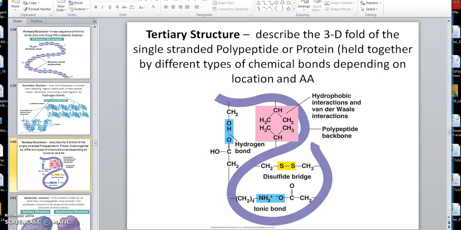All right. What holds the tertiary structure? All the bonds that we ever taught. In some cases, hydrogen. In some cases, disulfide bridges. In some cases, hydrophobic, hydrophilic.